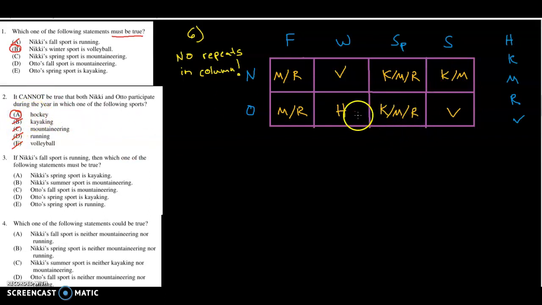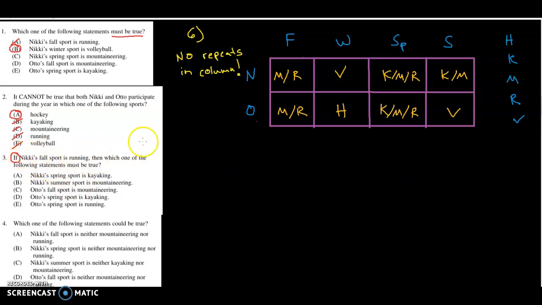But look at that for a minute. Hockey appears in the winter for O, but nowhere is hockey an option for N. So we will not have hockey appear twice in the year. And there's our answer. Okay, let's look at 3. Let me just read over this. If, circle that. If N's fall sport is running, then which one of the following statements must be true?